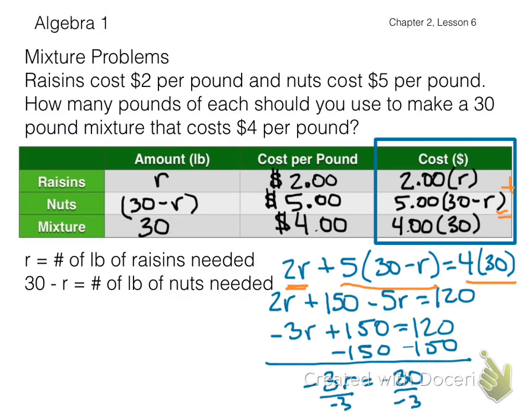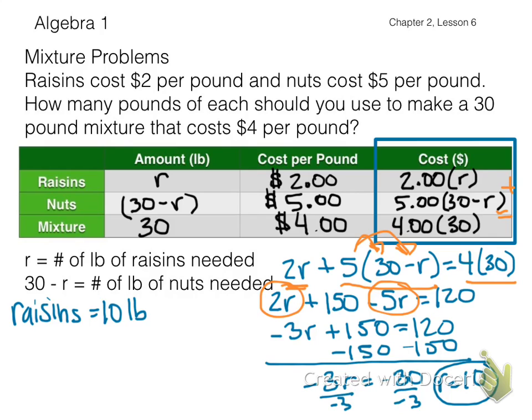Okay, and I think that'll come up again, so it might look a little weird over there. So let's go ahead and solve for r. I'm going to distribute, and I'm going to get 2r plus 150 minus 5r equals 120. I'm going to combine like terms, my 2r and my negative 5r, and that's going to give me negative 3r. Negative 3r plus 150 equals 125. Subtract 150, subtract 150. Divide by negative 3, divide by negative 3.